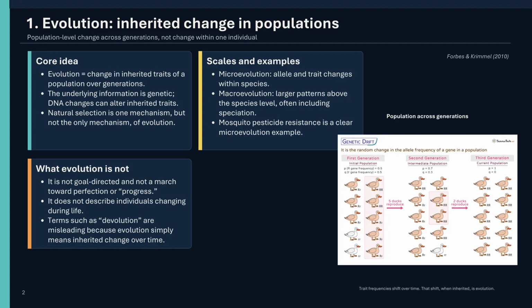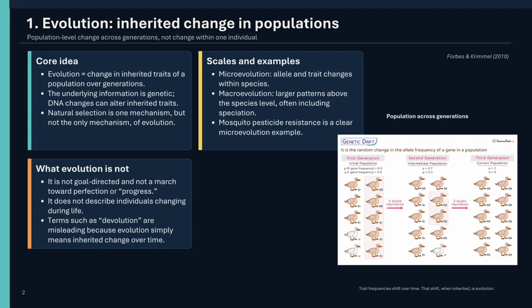So, in summary, the theory of evolution provides the framework for understanding biology and ecology because it elucidates the change in inherited traits of populations over generations, driven by multiple mechanisms. It does not imply progress toward perfection, and its mechanisms are not solely relegated to natural selection. Naturally, the next question is, well, what are the other mechanisms?